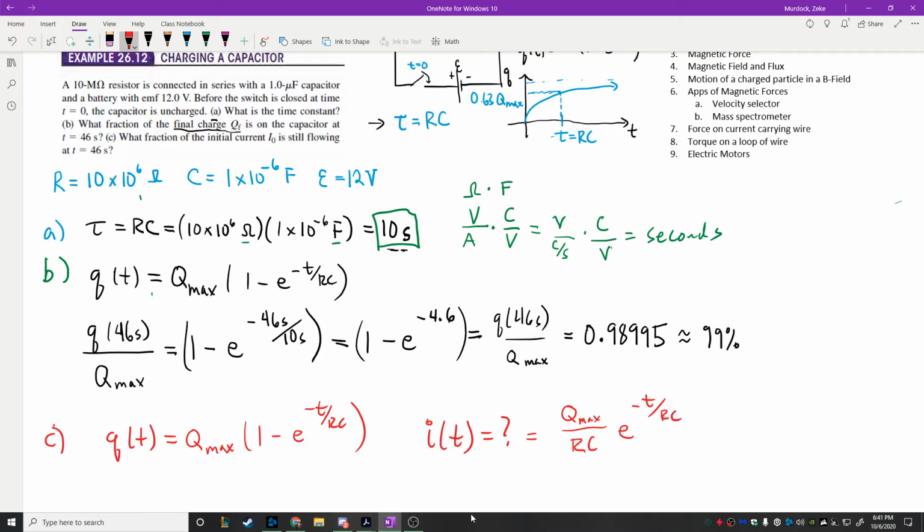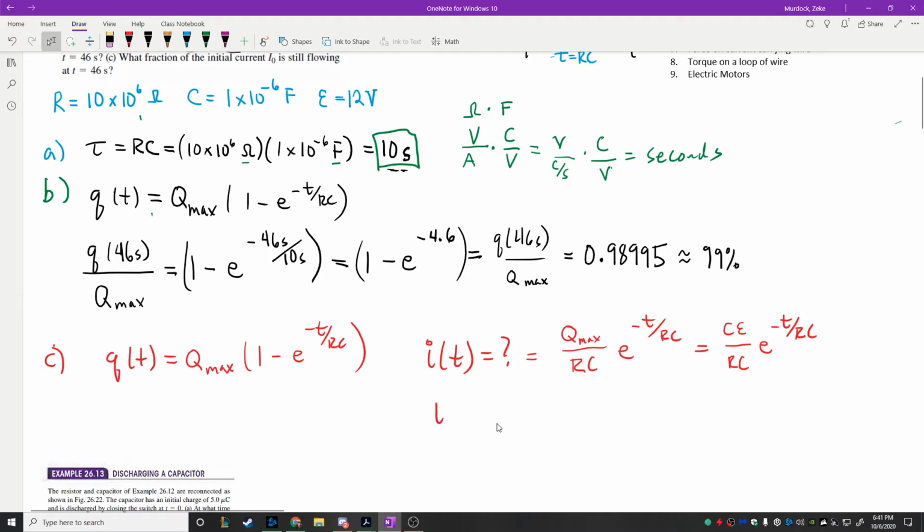something like that, which we can simplify because Q max was equal to C times E. Which means that the current as a function of time ends up being equal to, the C's cancel, just E over R times e to the negative t over RC. The question was, what fraction of the initial current I naught is still flowing at t equal to 46 seconds? The initial current I naught, what would that be?